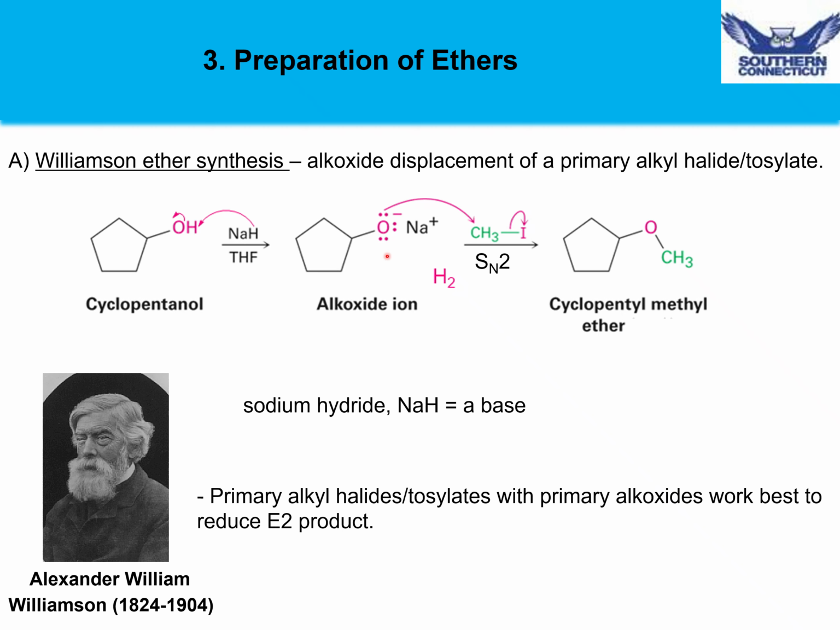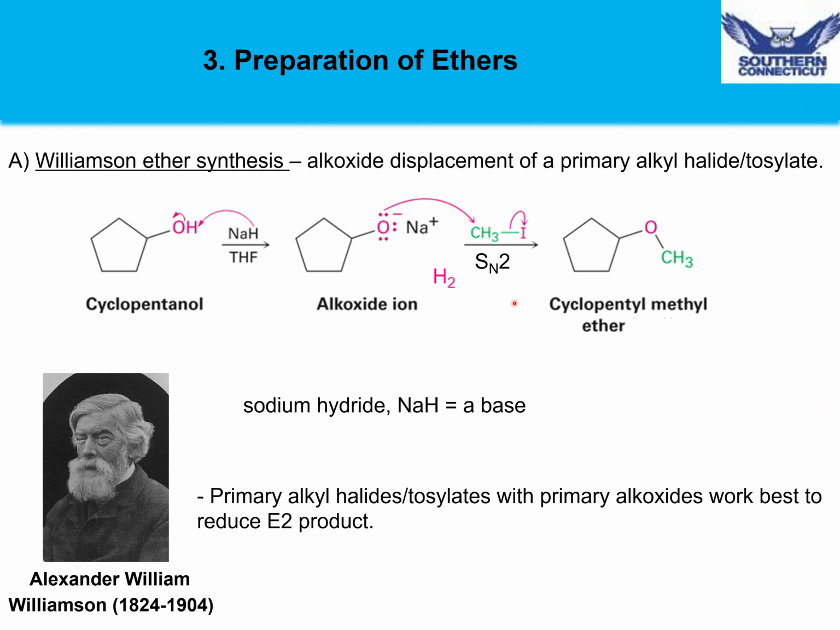Then if we add a sterically unhindered alkyl halide, such as methyl iodide, we can do an SN2 reaction where the oxygen attacks the carbon with the leaving group, and as a result, we complete the reaction with an ether.